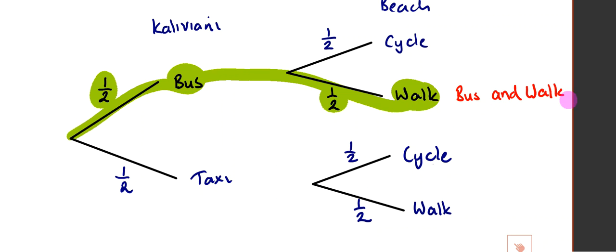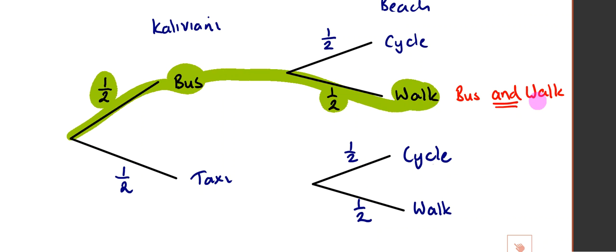So we've got bus and walk. Now this is where we have an interesting, this word in probability, girls, come on. You shouldn't be talking over me.